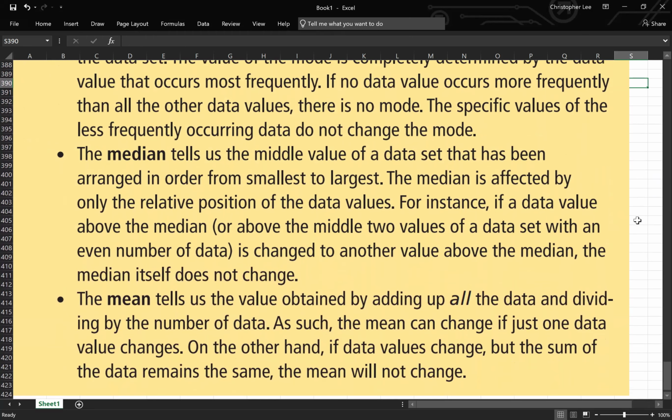The median, right? Median, middle. The median tells us the middle value of a data set that has been arranged in order from smallest to largest. The median is affected by only the relative position of the data values. For instance, if a data value above the median, or above the middle two values of the data set with an even number of data, is changed to another value above the median, the median itself does not change.